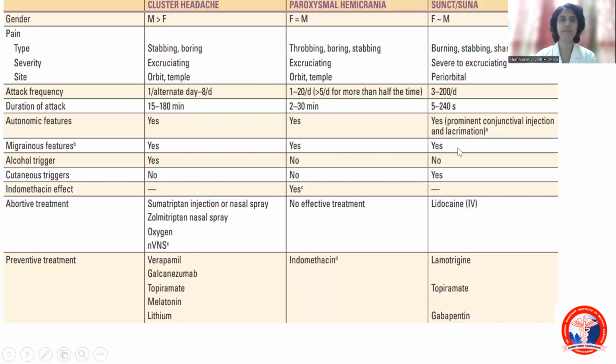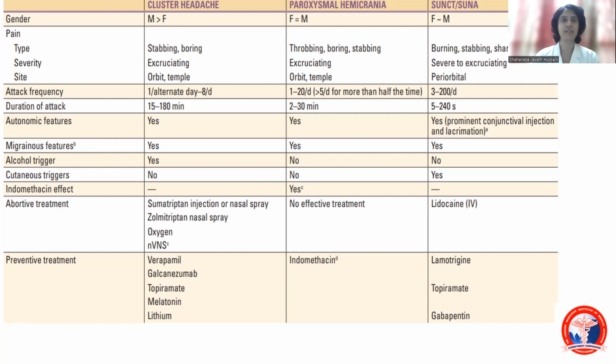Moving to this slide, we'll be discussing the three most common causes of trigeminal autonomic cephalalgias. The first one being cluster headache, followed by paroxysmal hemicrania. The last one being SUNCT or SUNA. SUNCT is short-lasting unilateral neuralgiform headache with conjunctival injection and tearing. SUNA is short-lasting unilateral neuralgiform headache associated with autonomic symptoms.